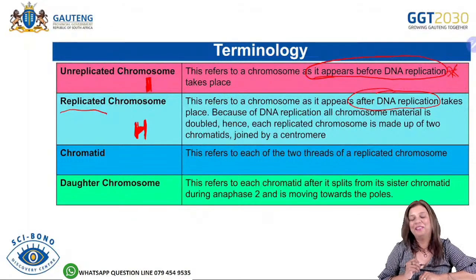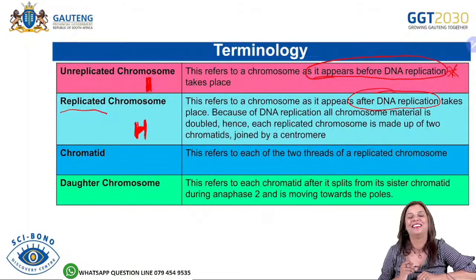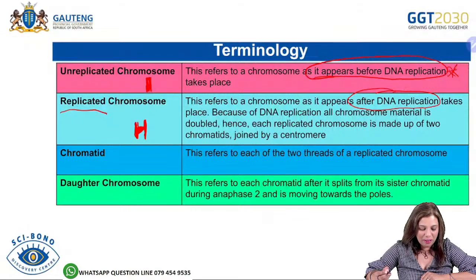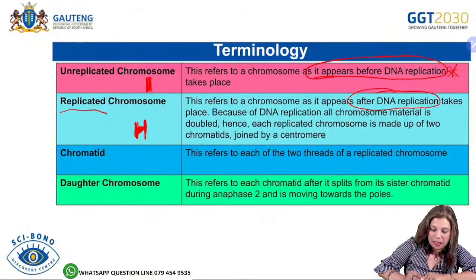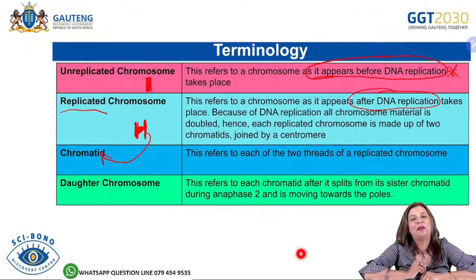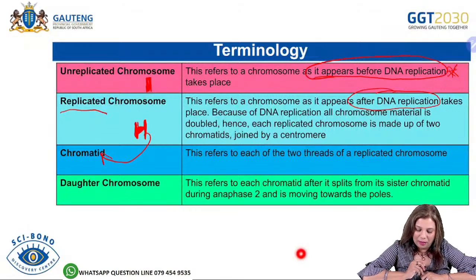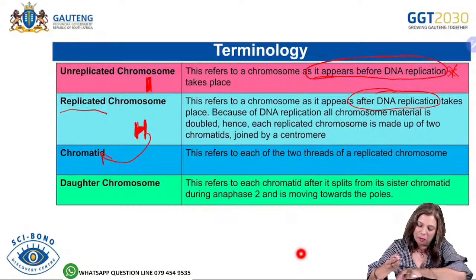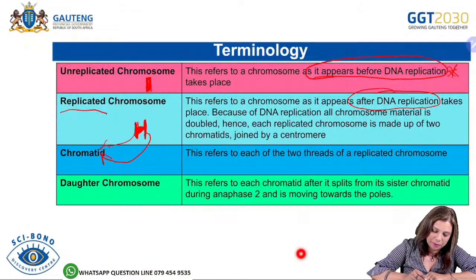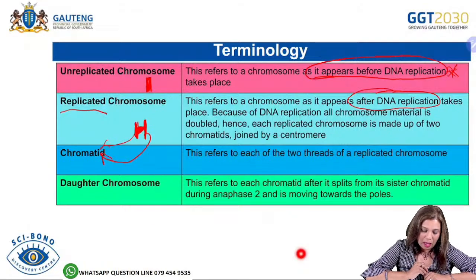Do you see how learning with diagrams can make things so much easier? So you should try it. Learn with diagrams. It's going to help you to remember the content. Okay? And then the chromatid. This refers to each of the 2 threads of the replicated chromosome. So there's the replicated chromosome. So that would be the chromatid. Each of these would be the chromatid. It's the 2 threads, isn't it? Right. And then the daughter chromosome.